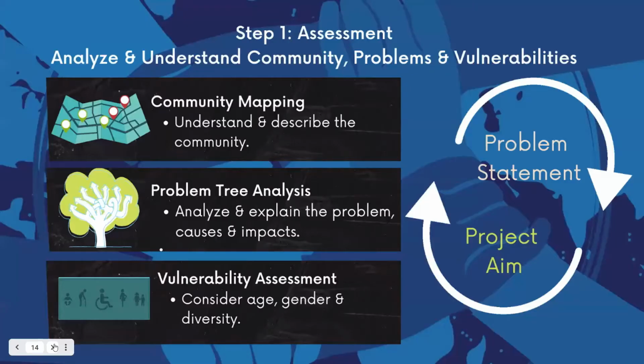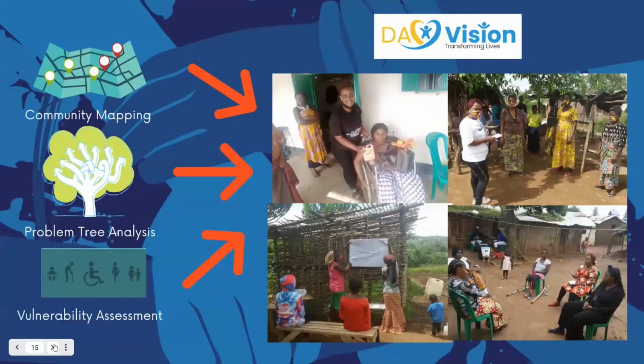I know you've all met Farida. Farida is part of a refugee youth group, which she's founded. We're just going to hear from her based on what we've learned from the community mapping, the problem tree analysis, and the vulnerability assessment. How have they been able to go about this?